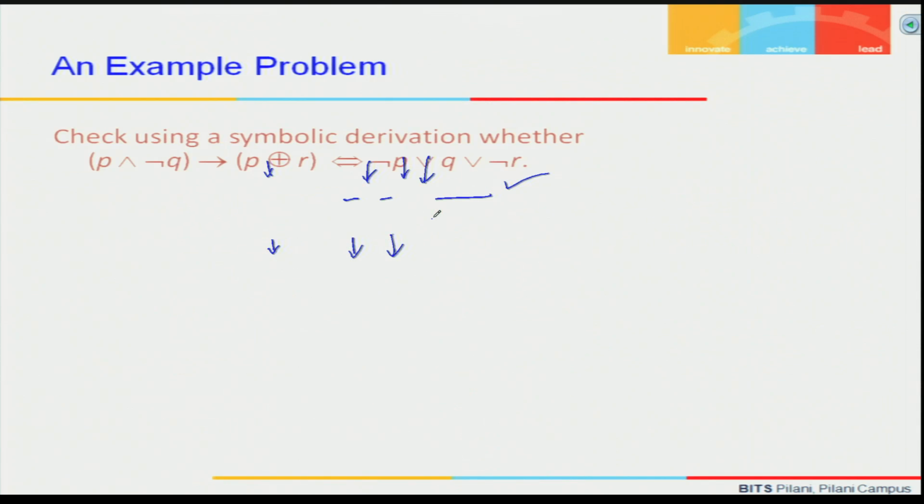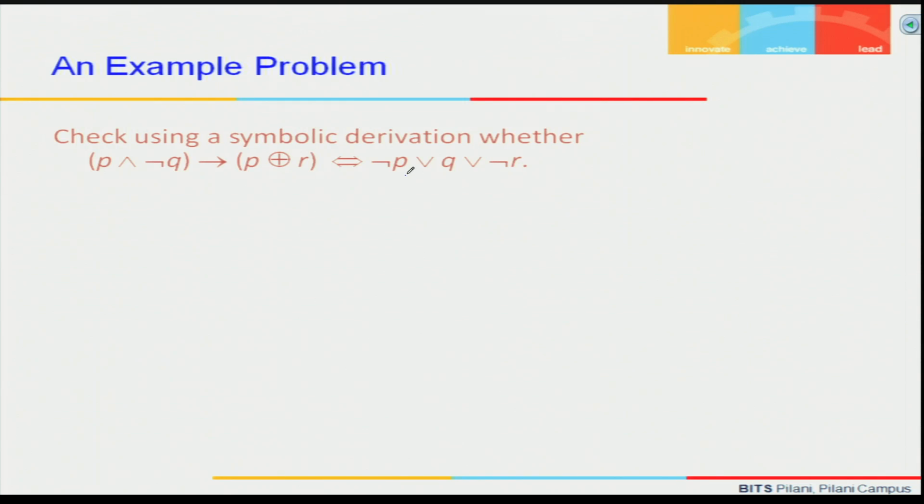So now, having seen how we can prove two compound statements are semantically the same though they are syntactically different, using truth tables, let us prove that these two statements, P and not Q implies P exclusive OR R, is equivalent to not of P or Q or not of R, by using these laws.